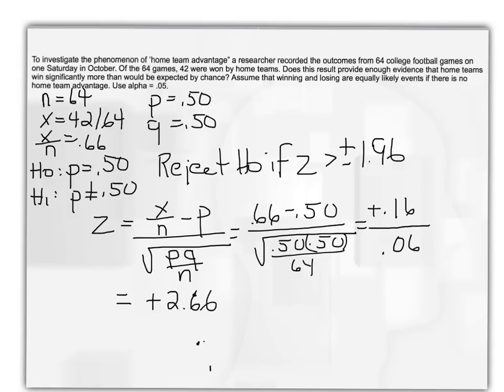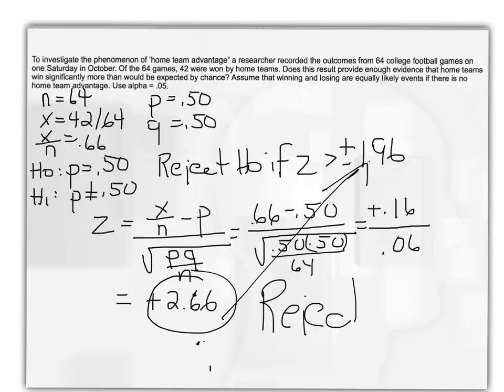plus 2.66. Our rule of rejection was that we'll reject the null hypothesis, that there is no home team advantage, that it's 50-50, if we get a z-value greater than plus or minus 1.96. 2.66 is greater than 1.96, so we reject our null hypothesis and conclude the home team has an advantage. There is a difference. It's not 50%. It's something different. Looks like the home team has an advantage of somewhere around 16 percentage points.